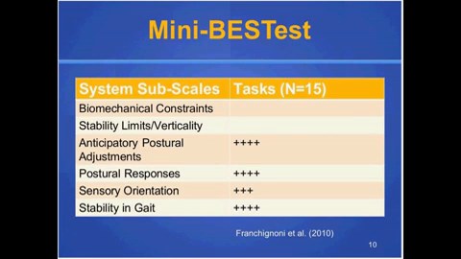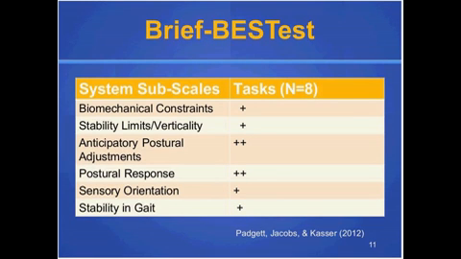the original BESTest. And of course, finally, the Brief-BESTest was also developed by Padgett and colleagues, and their goal was rather to maintain the systems framework that Horak had originally developed. So you see here, even though there are only 8 tasks on the Brief-BESTest, each one of the subsystems is being nicely evaluated with one or more tasks on the test.